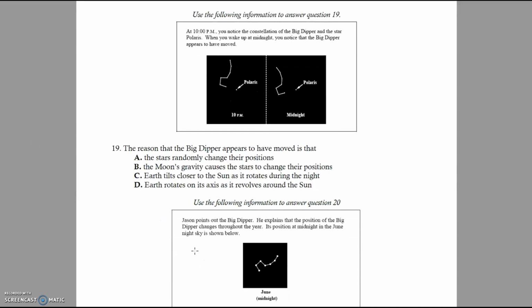Use the following information to answer question 19. At 10 p.m. you noticed a constellation of the Big Dipper and the star Polaris. When you wake up at midnight, you notice that the Big Dipper appears to have moved. Polaris, 10 p.m., Polaris, midnight. The reason that the Big Dipper appears to have moved is that A, the stars randomly change their positions, B, the moon's gravity causes the stars to change their positions, C, Earth tilts closer to the sun as it rotates during the night, or D, Earth rotates on its axis as it revolves around the sun.